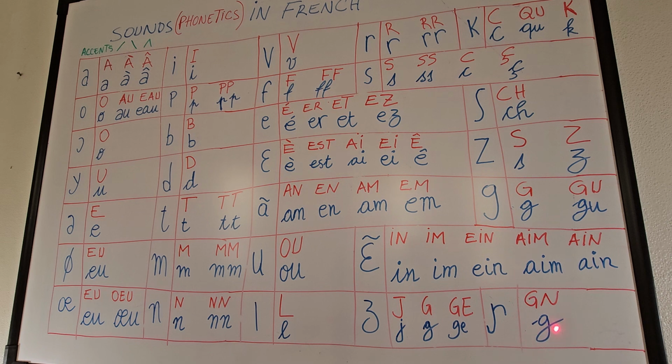Now the last one, we have the sound nyo. That's nyo. So gn sounds nyo. Gn, nyo.